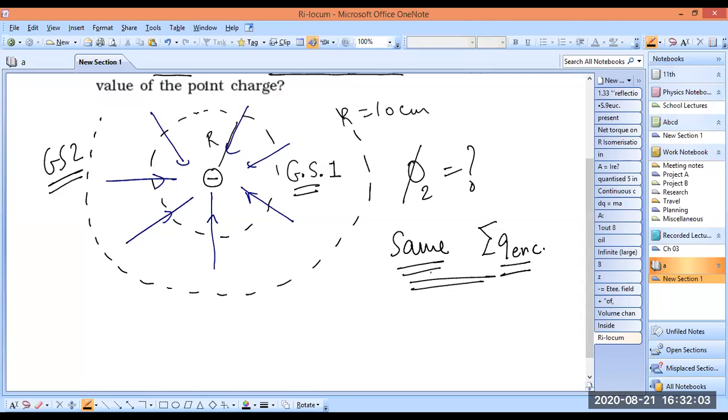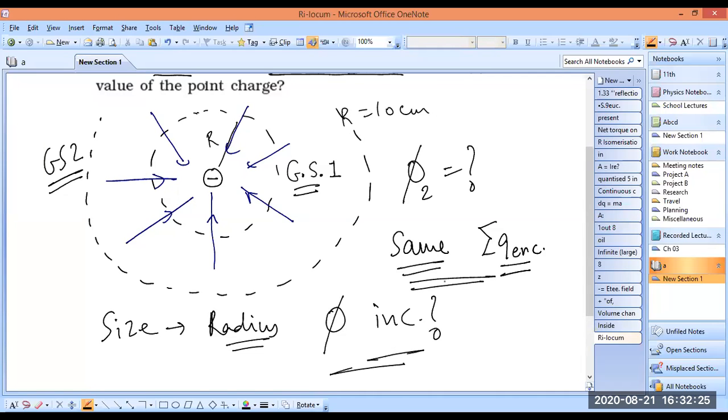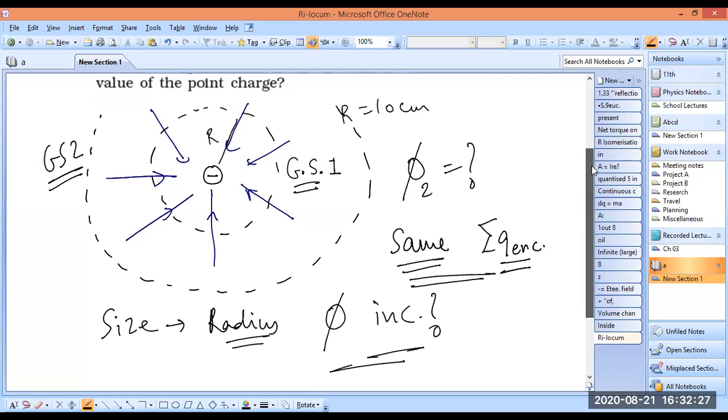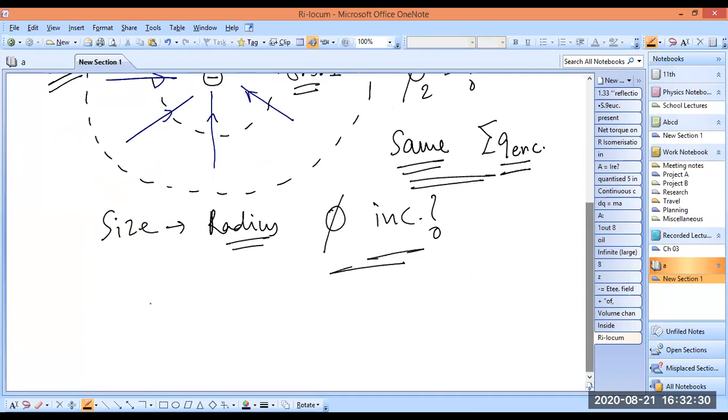So the answer will be same because the charge enclosed is same, right? Some of you might have a question that if we increase the size, the radius of the Gaussian surface, should not flux also increase, right? But it doesn't work like that. It did not increase because this is a point charge, right?